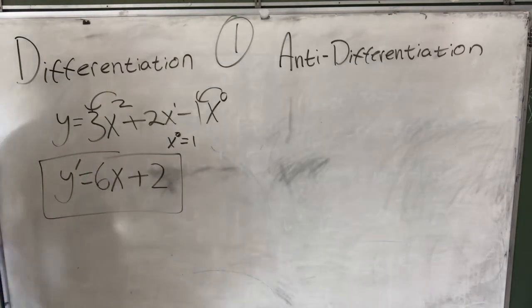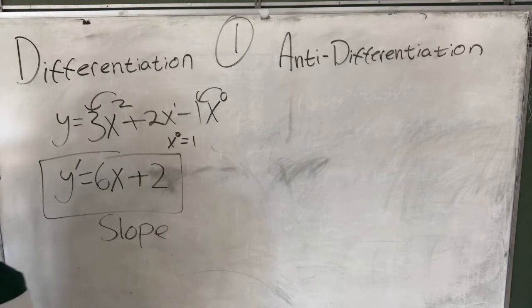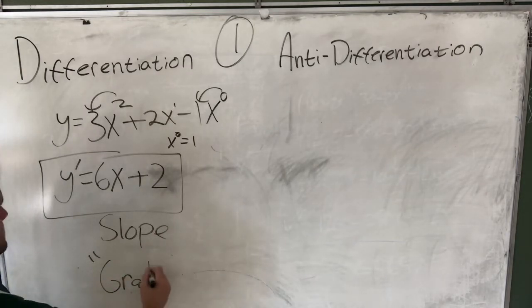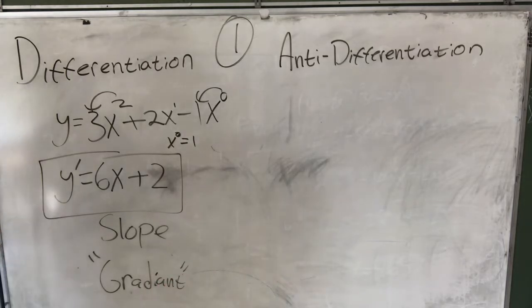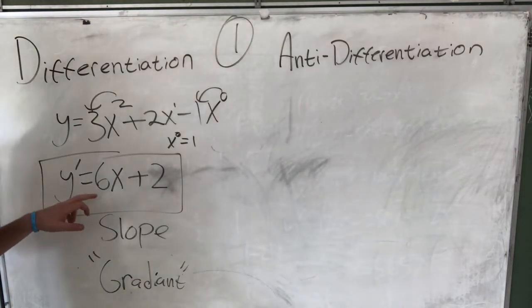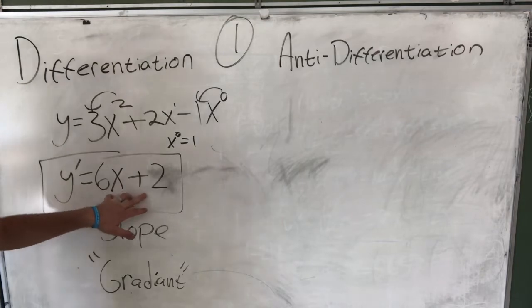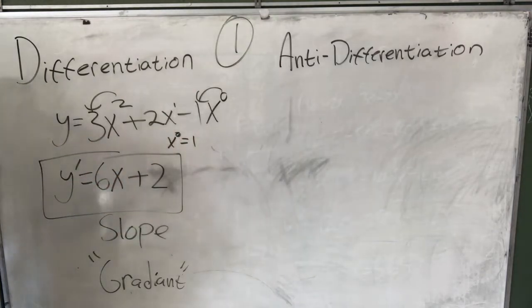The derivative will always tell us what the slope is, or if you're over in Europe, the gradient. I'm not an English teacher. It tells you what the slope is at any point. So 6x plus 2 is the slope at any point along this curve here.